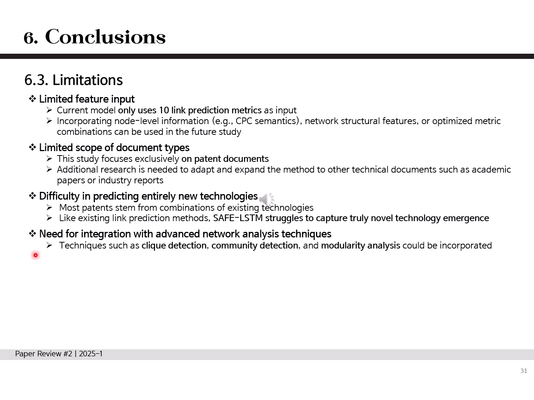But this paper also has limitations. First, they used only 10 link prediction metrics, and they could develop this toward CPC semantics, other network structure features, or a combination of metrics with optimization. Second, there is a limited scope of document types because they used only patent documents in this paper. Third, they have difficulty predicting entirely new technologies. This happens with existing link prediction methods, but also in SAFE-LSTM, which is proposed in this paper.